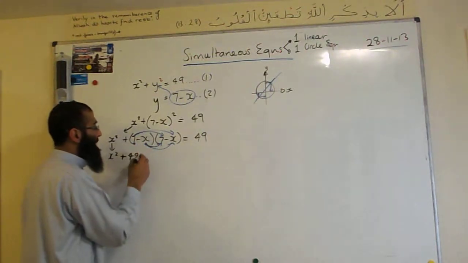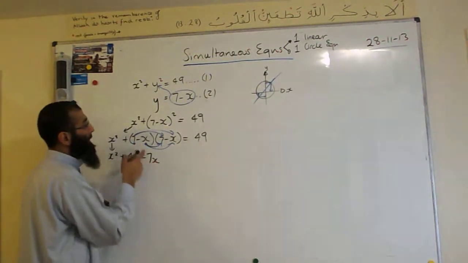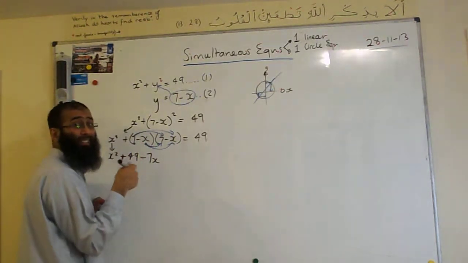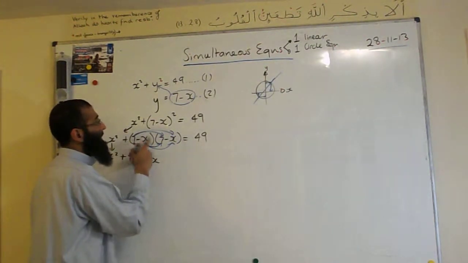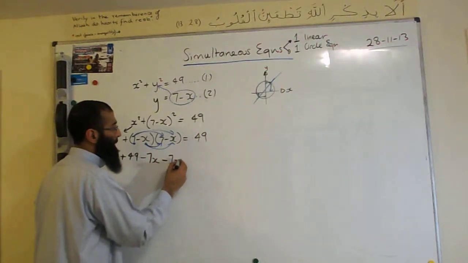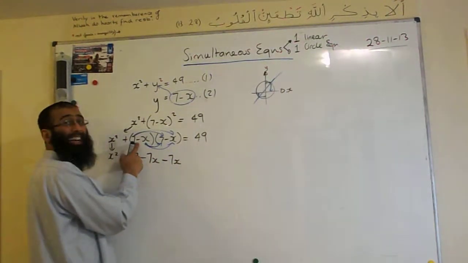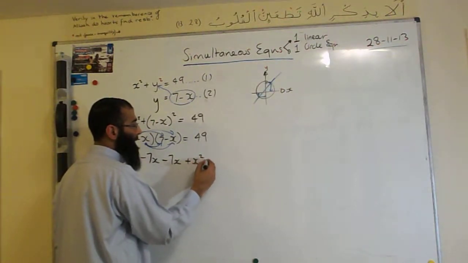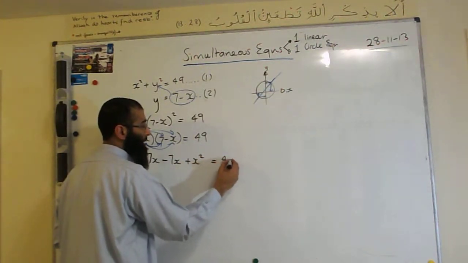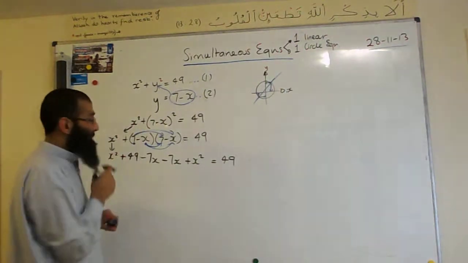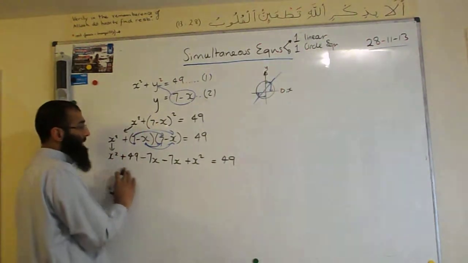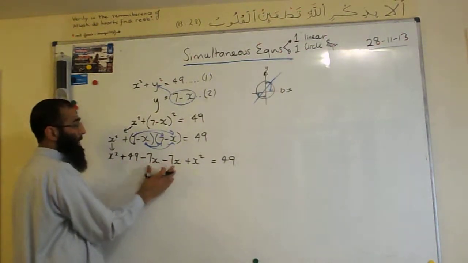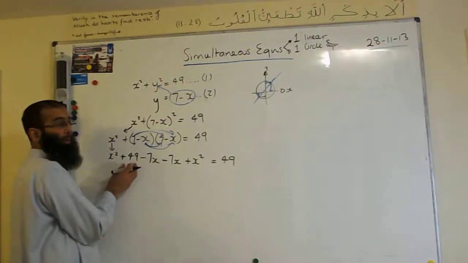7 times by minus x will give you minus 7x. Minus x times by 7, that minus belongs to the x, make sure you mention it in the calculation. Minus x times by 7 is also minus 7x. Minus x times by minus x will give you plus x squared is equal to 49. Now, what we have here is a string of x squared terms, x terms, and a numerical term.